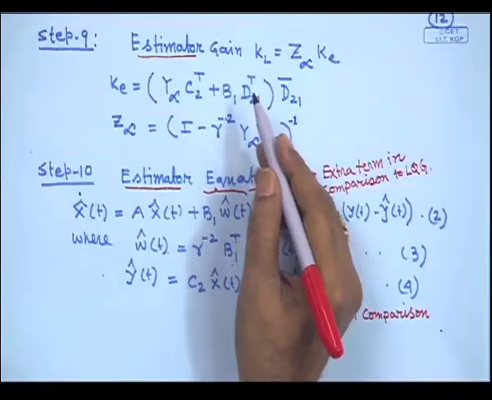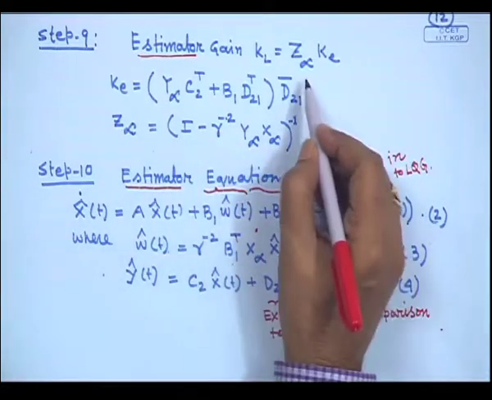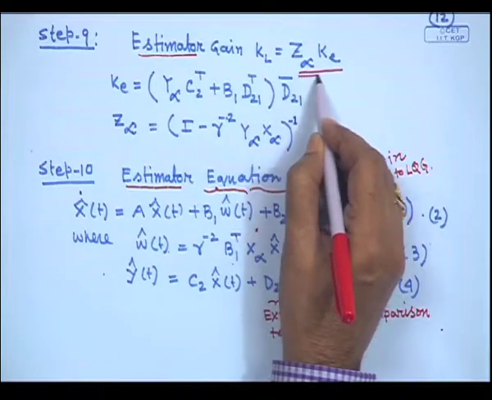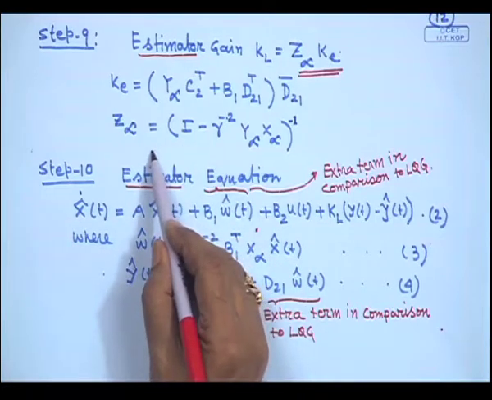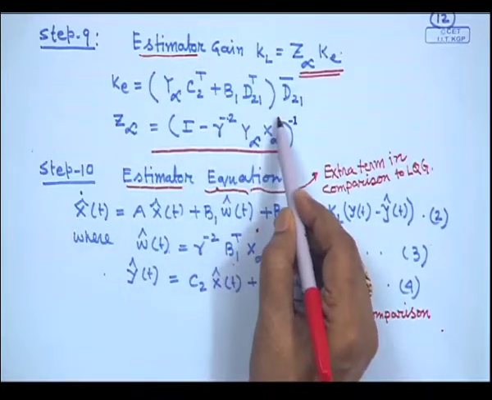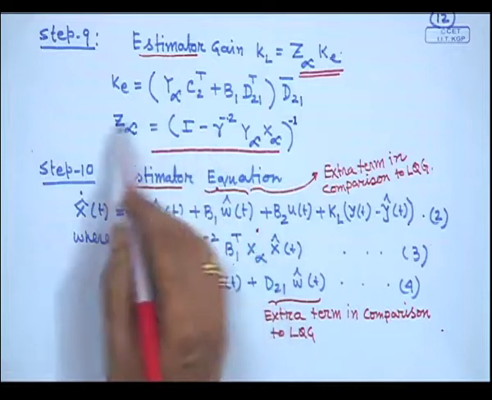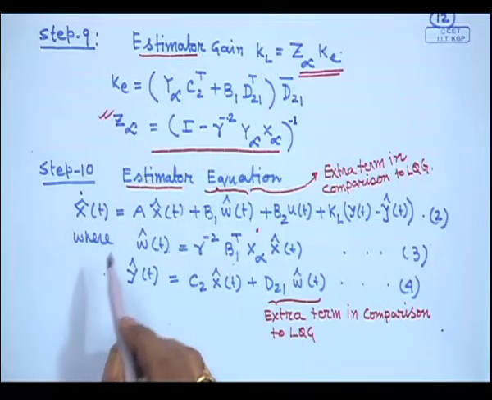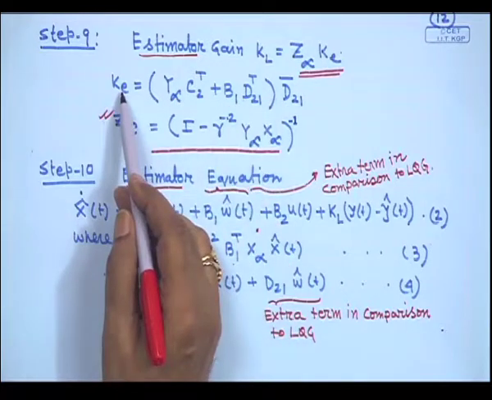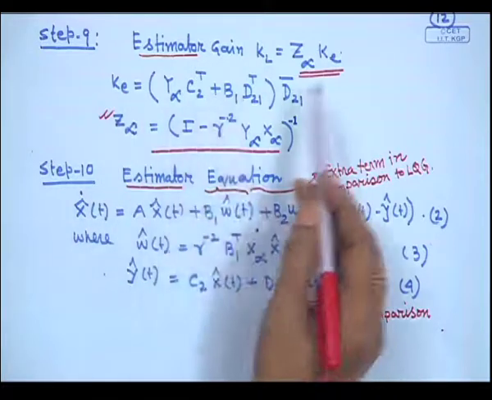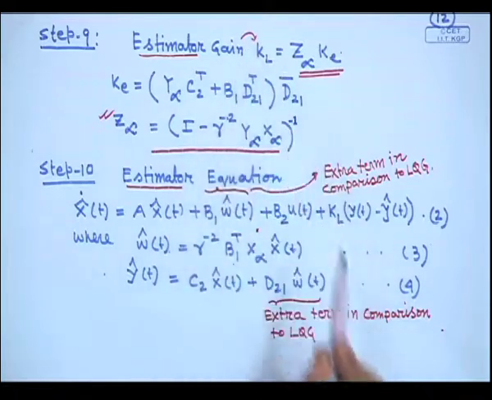is the estimator gain. For the estimator or observer gain you have to find out Z infinity into K e. What is Z infinity? It is related with this expression. I know X infinity, I know Y infinity, gamma I have assigned initially very large. So, Z infinity is known, and K e is what? Y infinity you know, all these matrices you know, you can find out K e, not infinity, K e. So, I can write this is nothing but an estimator gain K l.